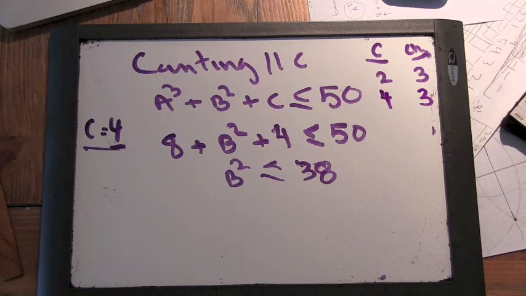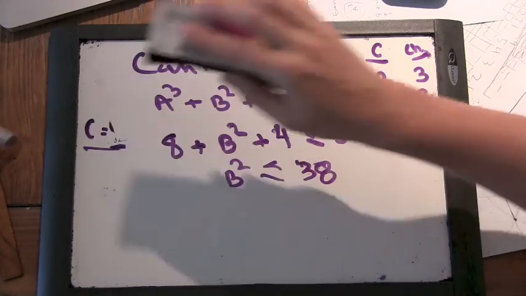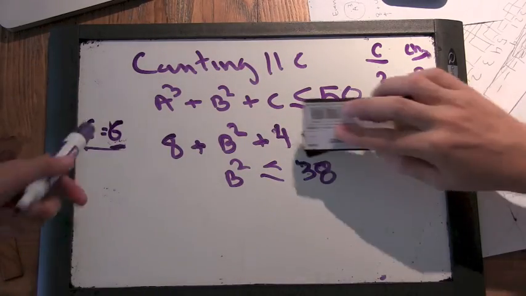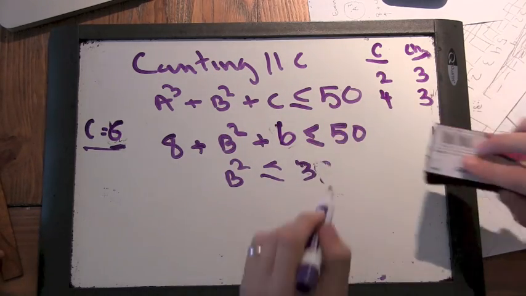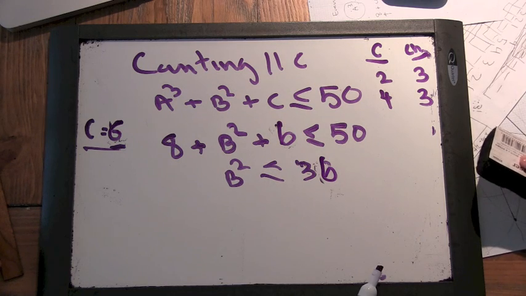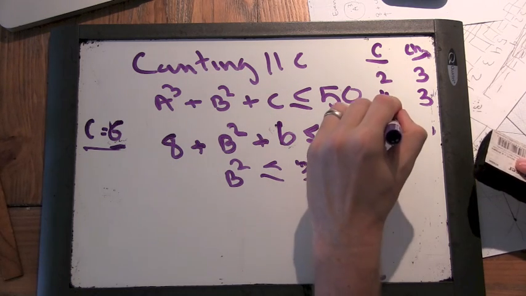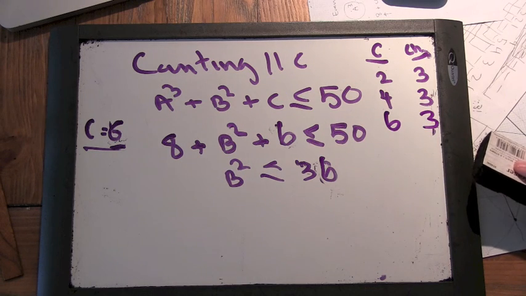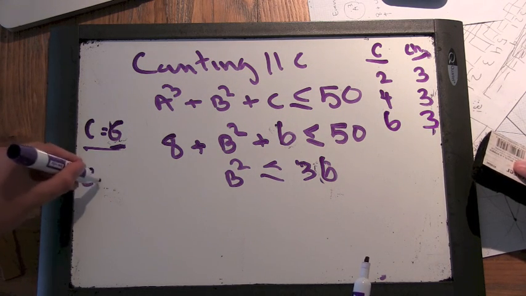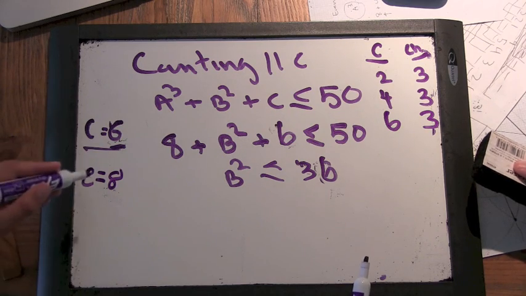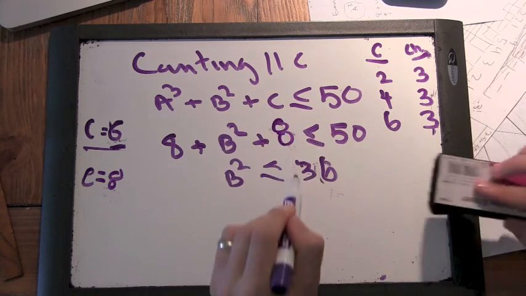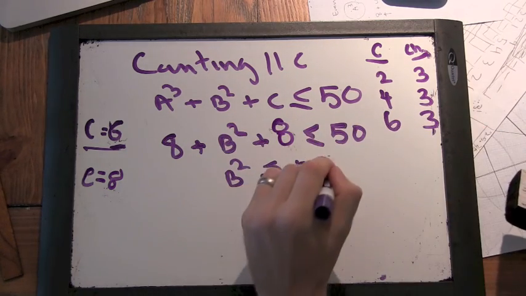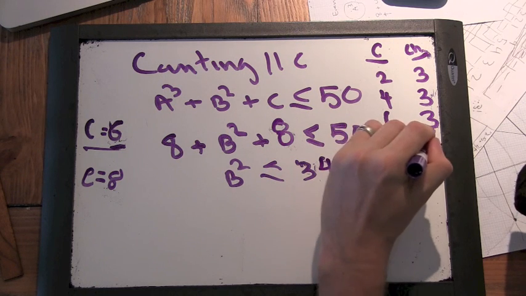Well, when C equals 6, this is the last one where you're going to have 3 choices, because it's less than or equal to 36. So when C is 6, we have 3 choices. And from C is 8 down, you're going to start having 2 choices. So now B squared is less than 34, so we only have 2 choices.